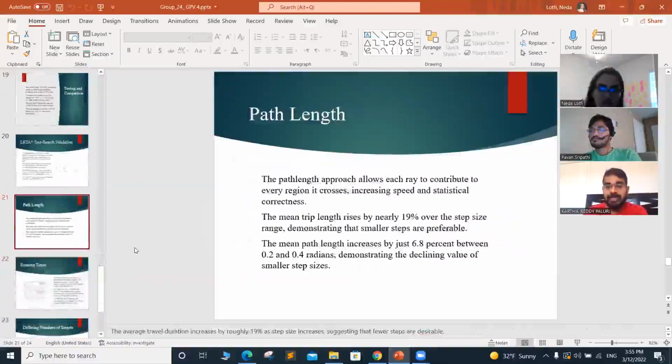Path length. The path length approach allows each ray to contribute to every region it crosses, increasing speed and statistical correctness. The mean trip length rises by nearly 19% over the step size range, demonstrating that smaller steps are preferable. The mean path length increases by just 6.8% between 0.2 and 0.4 radians, demonstrating the declining value of smaller step sizes.